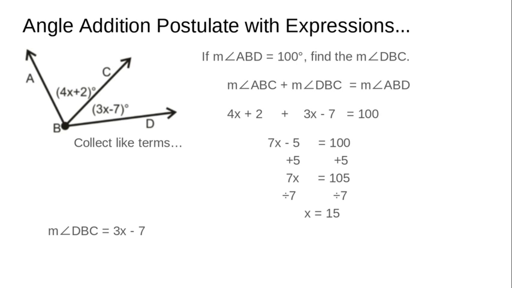The directions were to find the measure of angle DBC. DBC, remember to trace them. DBC, this angle that's marked with 3x minus 7, and we know x is 15, so 3 times 15 is 45. 45 minus 7 is 38. So the measure of angle DBC is 38 degrees.